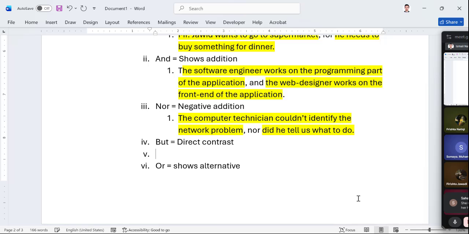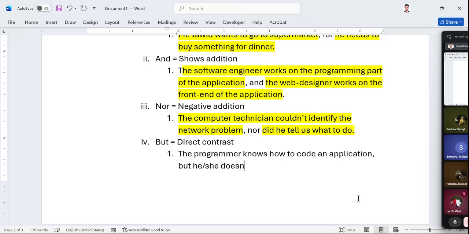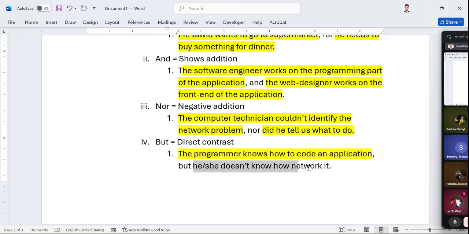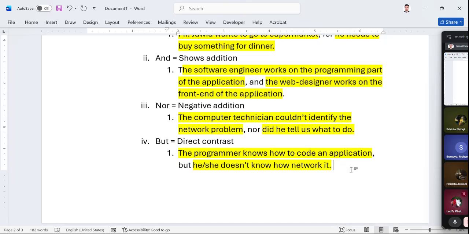So direct contrast. "But" shows direct contrast. Two ideas are opposing each other. I might write here, the programmer knows how to code an application, but he or she doesn't know how to network it. So here it shows that the programmer knows one thing but not the other one. So we have the first idea, and it is connected by using "but" with the second idea. That's what we have, but it's easy.